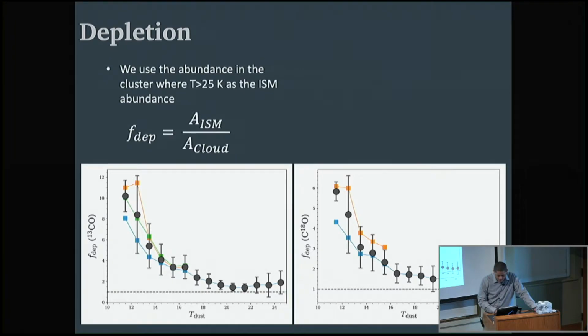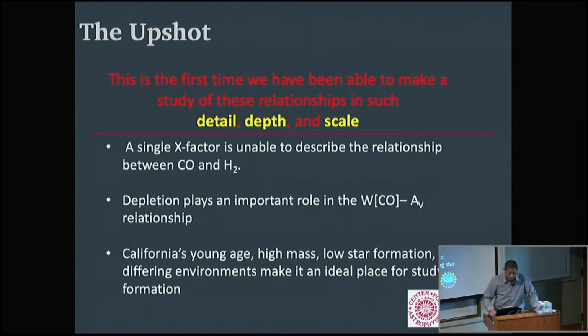And so this is the first time we've been able to make this type of study in such detail, in such depth, and on such a large scale. This is due to the fact that we have Herschel, and so we're no longer limited by the depth of our extinction maps. We show that a single X factor is completely unusable for looking at CO on small scales, and that depletion cannot be ignored in studies of WCO versus AV. And thank you.